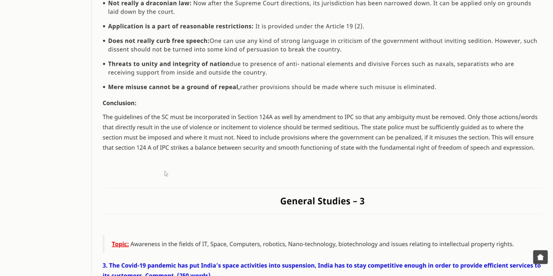The guidelines of the Supreme Court must be incorporated in Section 124A as well as by amendment to the IPC so that any ambiguity is removed. Only those actions or words that directly result in the use of violence or incitement to violence should be termed seditious. The state police must be sufficiently guided as to where the section must be imposed and where it must not. For this, there should be requisite training. This needs to include provisions where the government can be penalized if it misuses the section. This will ensure that Section 124A of the IPC strikes a balance between security and smooth functioning of the state with the fundamental right of freedom of speech and expression.